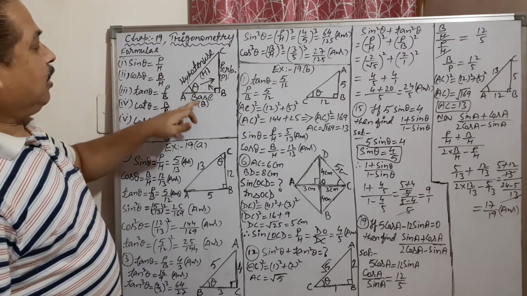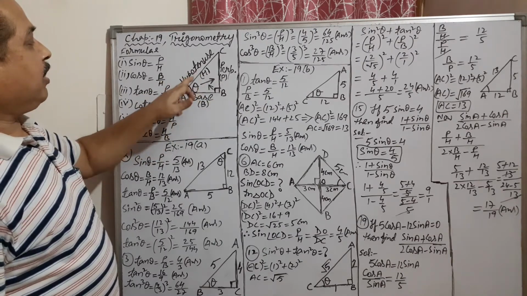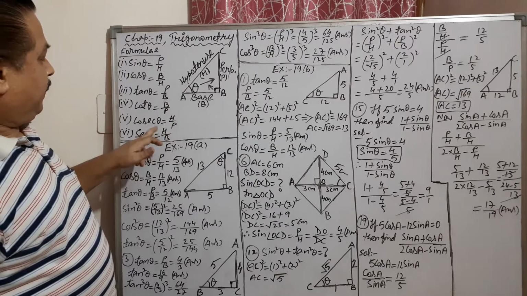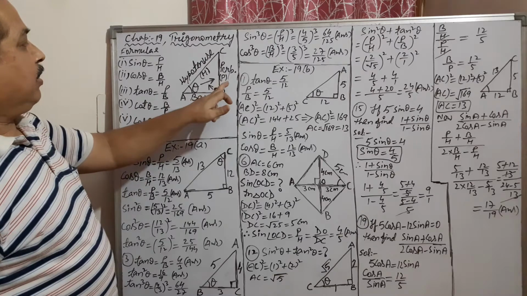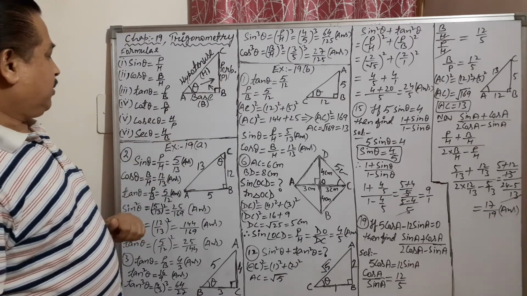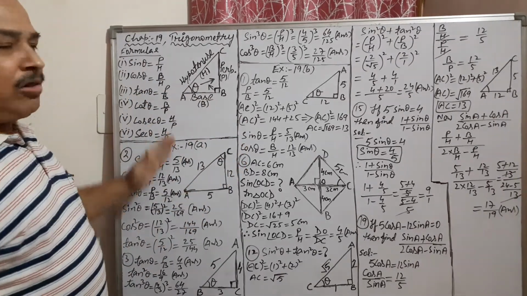Similarly, cos theta is base upon hypotenuse. Tan theta is perpendicular upon base. Cot will be base upon perpendicular. Cosec is hypotenuse upon perpendicular, and sec is hypotenuse upon base. So all these are formulas. So learn all these formulas.